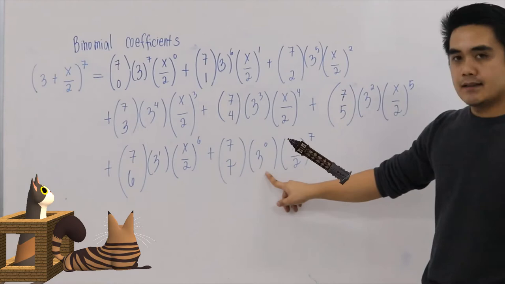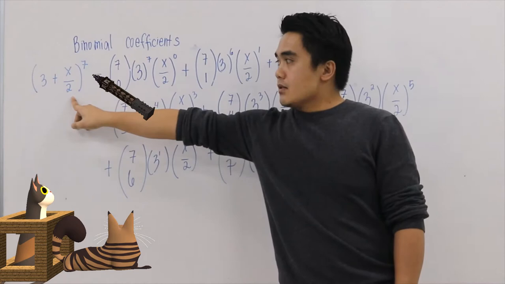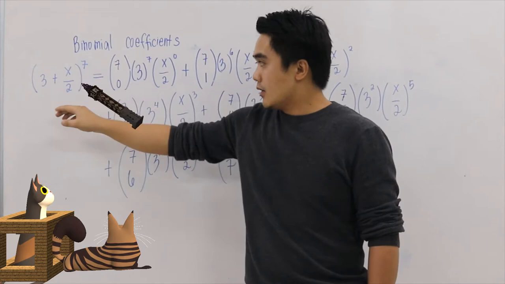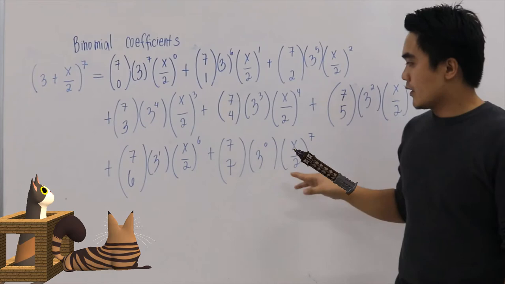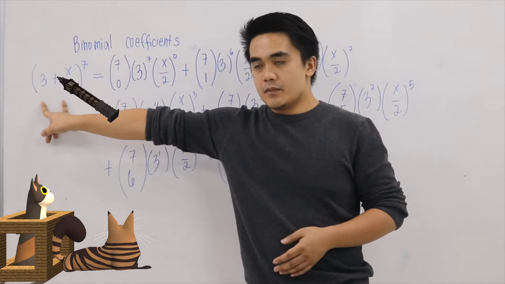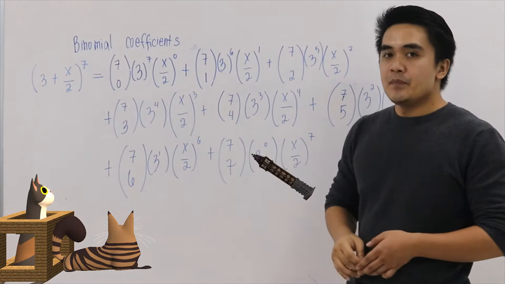Okay, next one, the second term, x over 2. So we have the first term 3, the second term x over 2. We just write the second term beside the first term. So x over 2, x over 2, x over 2, and so on. Right now we have two terms, the first term 3, the second term x over 2. So we were able to write that. Okay, next one, we have the exponent 7.